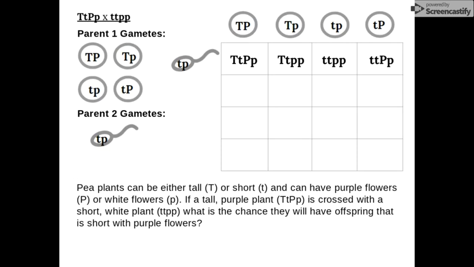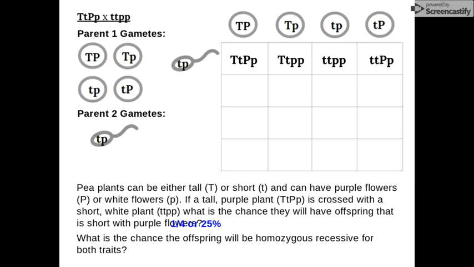So this question says, pea plants can be either tall or short and can have purple flowers or white flowers. If a tall purple plant is crossed with a short white plant, what is the chance they will have offspring that is short with purple flowers? So if we look at our dihybrid cross up above, we will see that only one of these options would be a short purple plant. So our answer would be 25%.